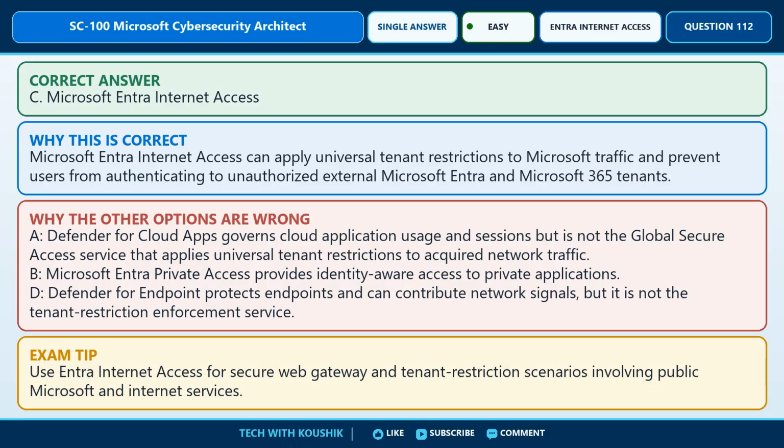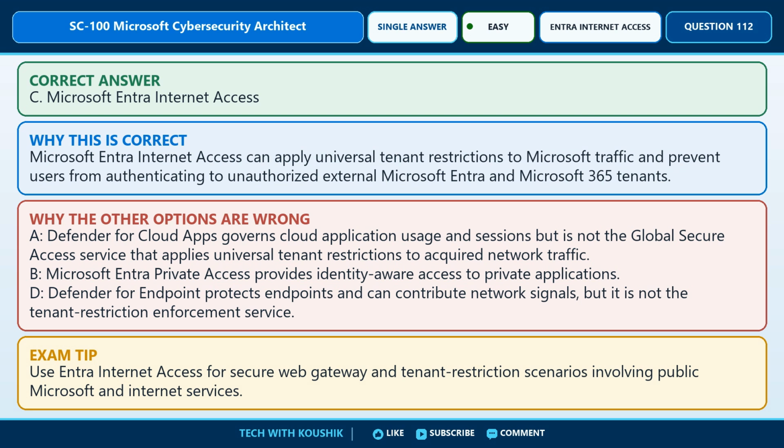The correct answer is option C, Microsoft Entra Internet Access. Here's why. Microsoft Entra Internet Access can apply universal tenant restrictions to Microsoft traffic and prevent users from authenticating to unauthorized external Microsoft Entra and Microsoft 365 tenants.